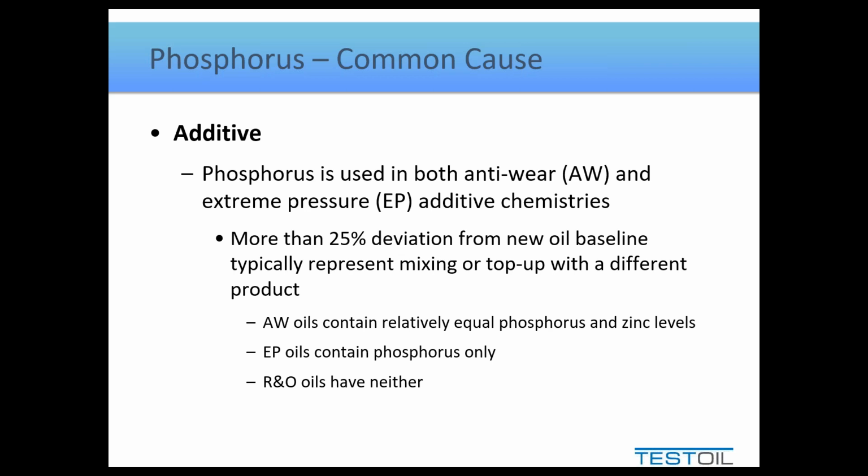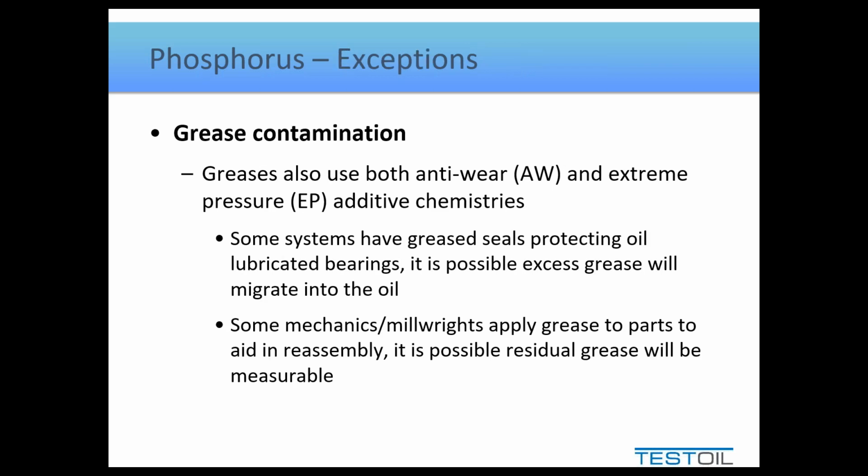But there's an exception to phosphorus, and that is that sometimes we see it as an oil additive, but sometimes we see it as a grease additive. And the reason I mention this is that some systems have greased parts, usually something like seals, that can have grease being applied to them, and some of it may migrate into the oil, and therefore it may show up in an oil that you wouldn't expect it to because there's a bit of grease getting into it.